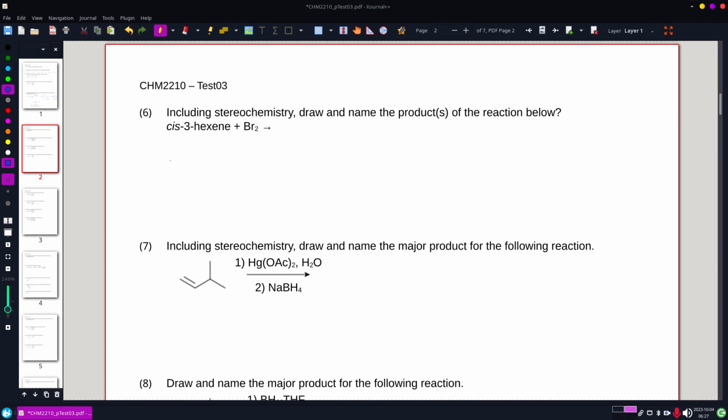Alright, so the cis-3-hexene with bromine. Put that on top of the arrow. And if I want to be really technical, put down the solvent that we'd want in with that. Okay, so bromine, when it goes on like this, is done so in an anti fashion.